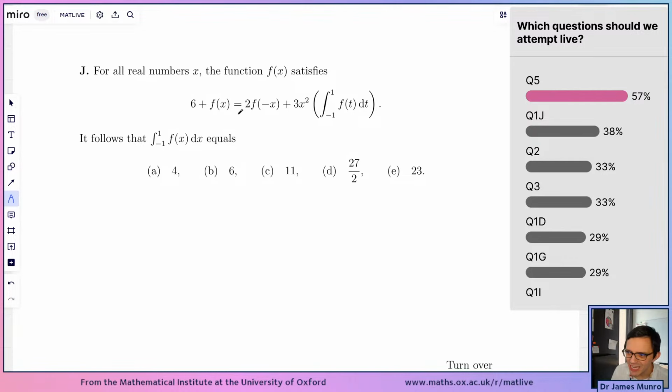I can do J without determining the function f of x, and I did it like that for quite a while until someone I was working with on a MAT workshop in Oxford came up to me and said, I've actually solved for f of x, is that allowed? And yeah, cool. That one's got quite a few votes, 43%.